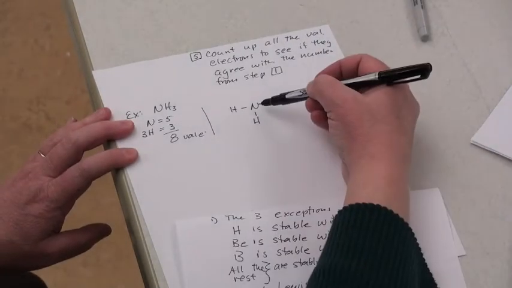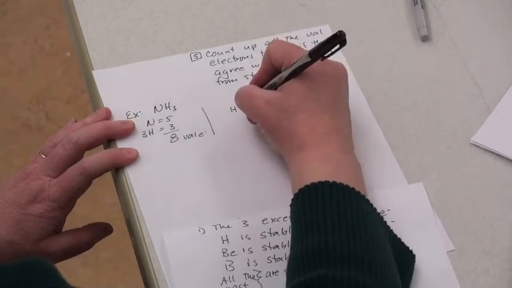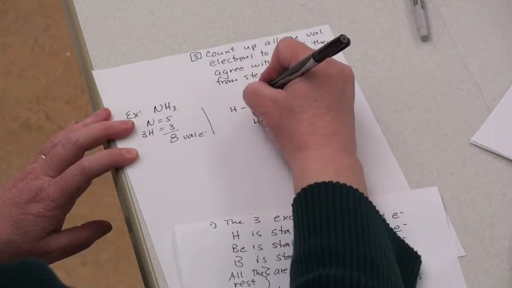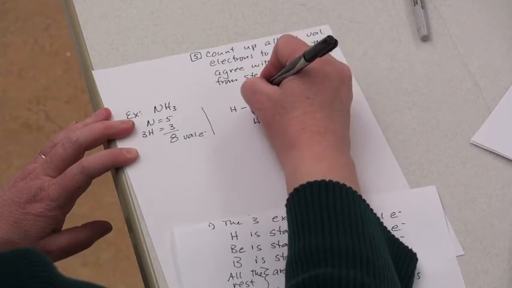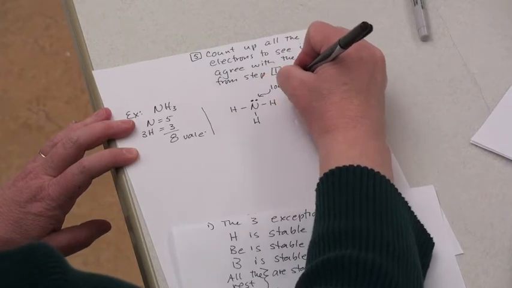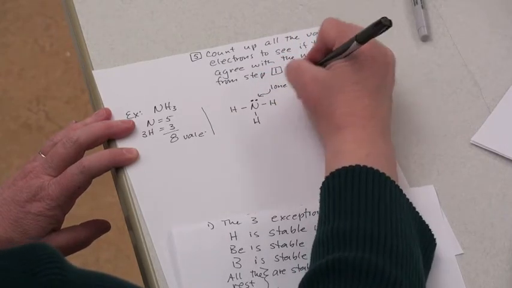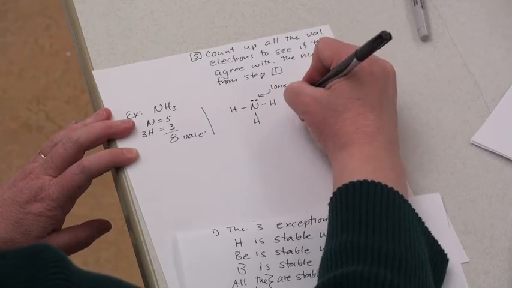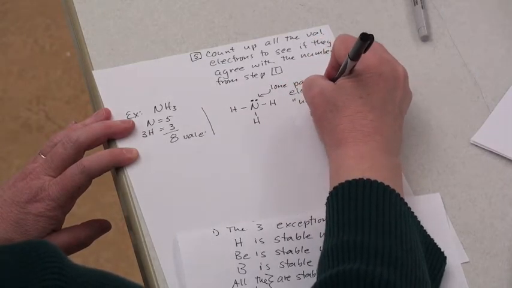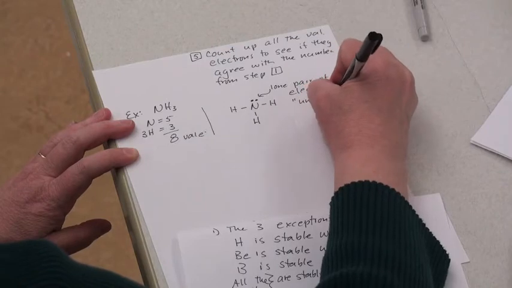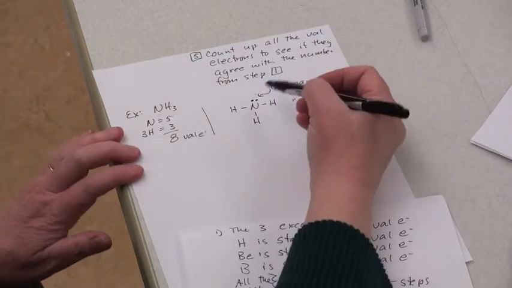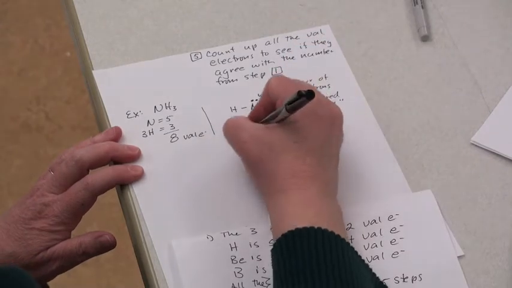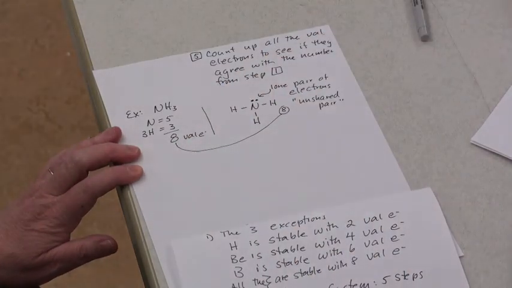But nitrogen needs 8. So it already has 2, 4, 6. We'll give it 2 more for its 8. So nitrogen has what is called a lone pair of electrons, and sometimes it's called an unshared pair. So now we count up 2, 4, 6, 8, and sure enough, that works.